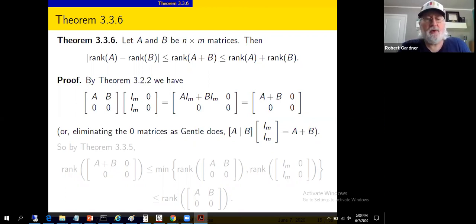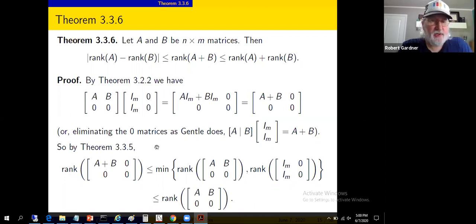Gentle approaches this in a slightly different way, but I want to look at it in terms of a product of partitioned matrices, and this gives us an A plus B over here. The inspiration is that I want to compare the rank of A plus B to the ranks of A and B. And we've got a product there.